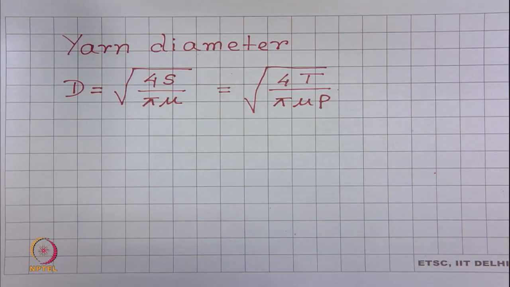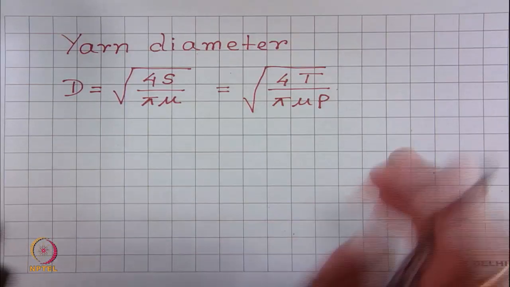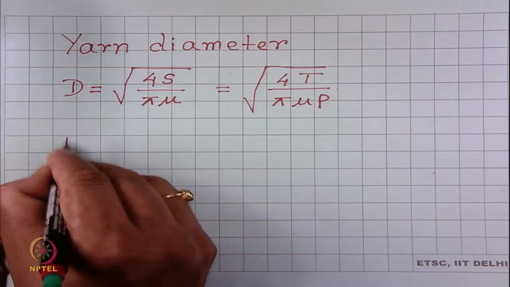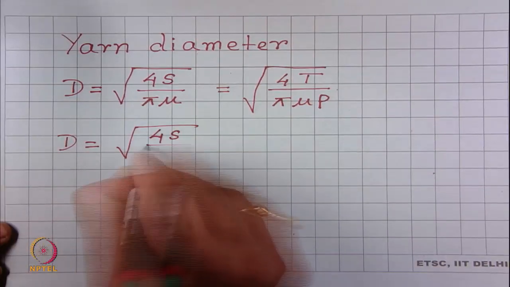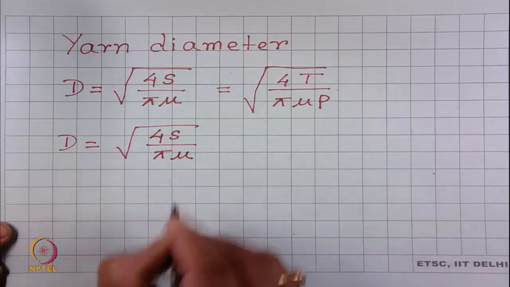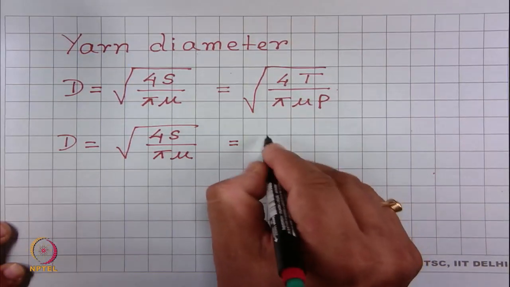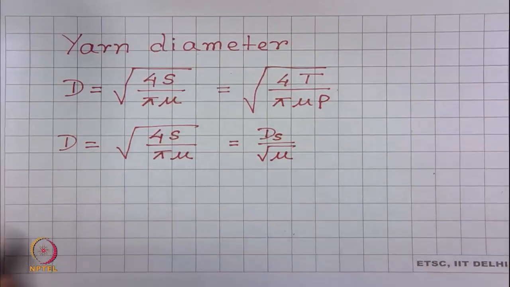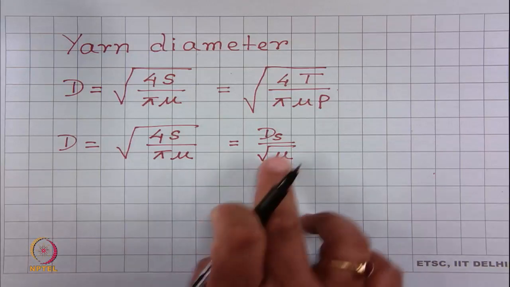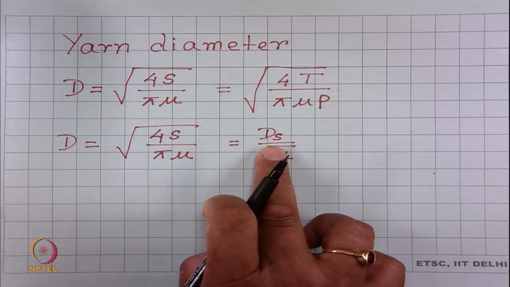Right now, again if we write this into this, so then we can write this equal to ds by mu. What is ds? In the last class, if you remember, ds stands for substance diameter.